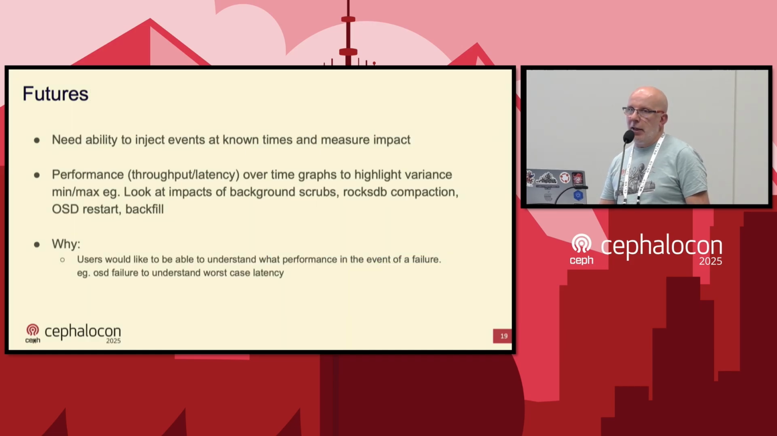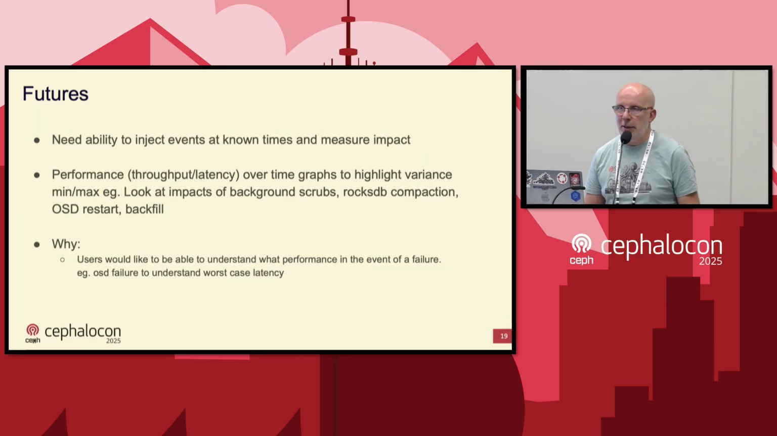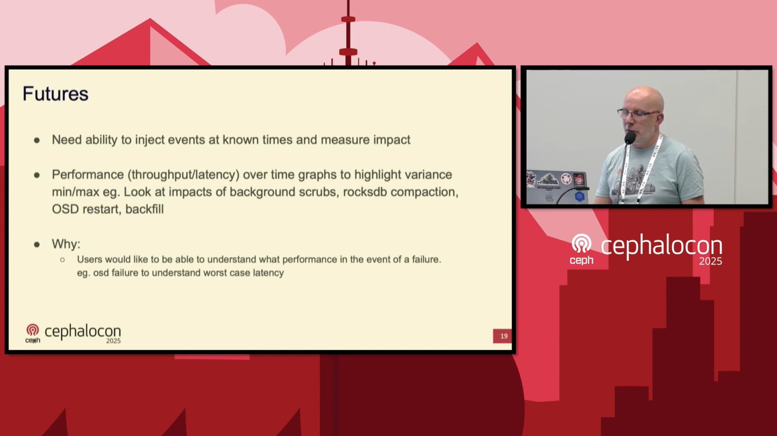Another feature we're working to add is the ability to inject failures at certain times and measure the performance impact. I talked a little bit earlier about being able to measure throughput over time and show the peaks and troughs. That's the sort of chart that we want to be able to add to CBT, so you can look at the impact of scrubs and RocksDB compaction and OSD restarts. So, yeah, we'd like to be able to understand what the performance is in the event of a failure.